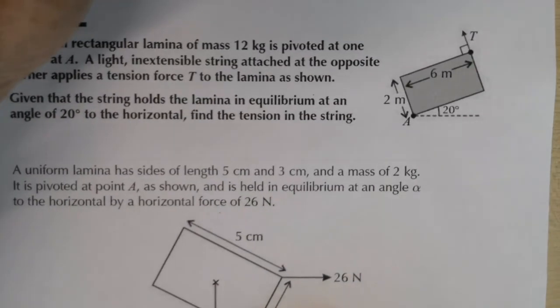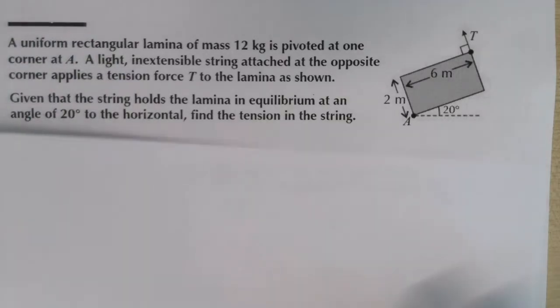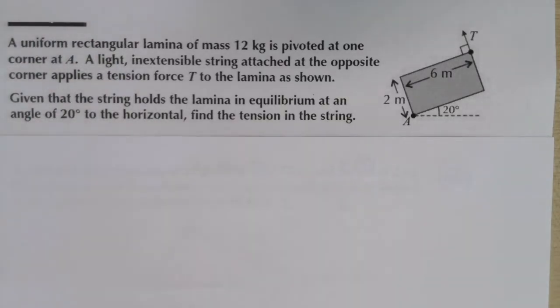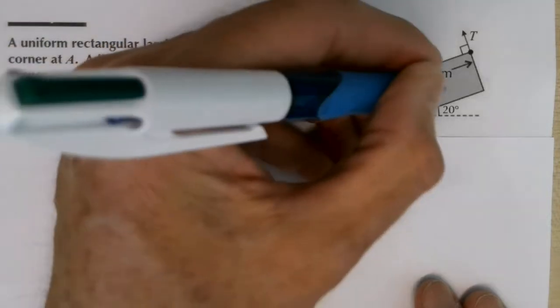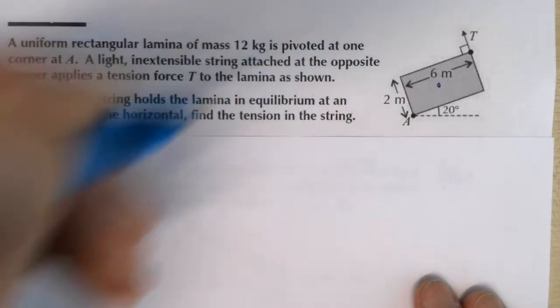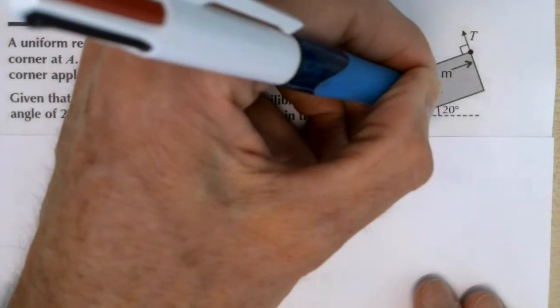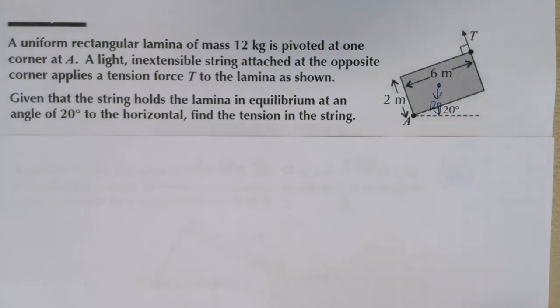So do you want to have a go at this question here, which is a sort of similar question, but involves an angle? So have a think about what's going on here. This time, we've got a mass. It's a uniform lamina, so the mass acts exactly at the centre. So that's got a mass of 12 kilograms, so its weight will be 12g.